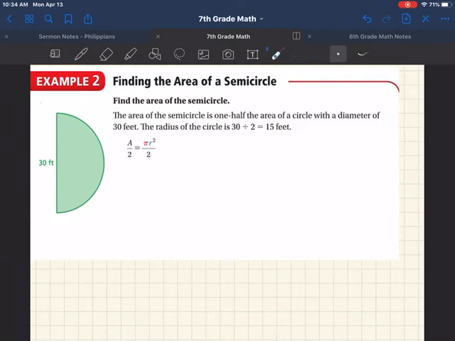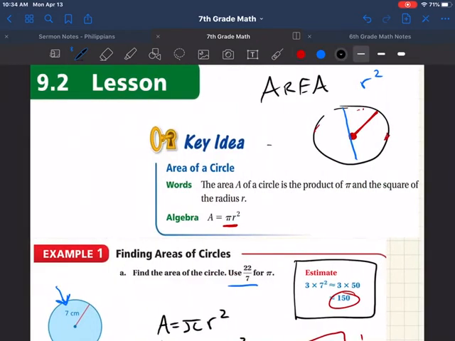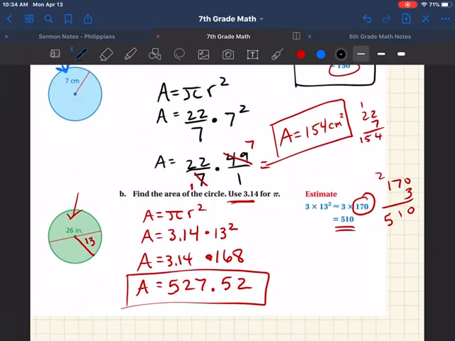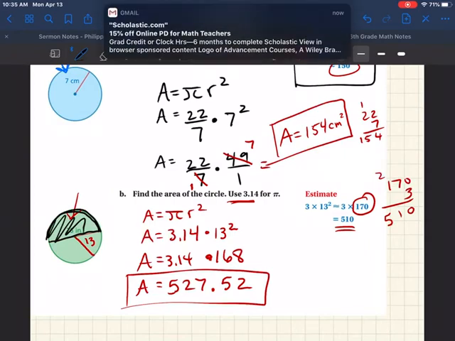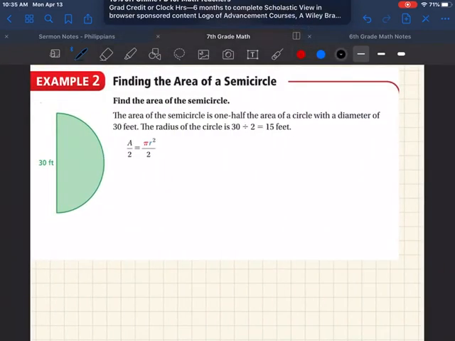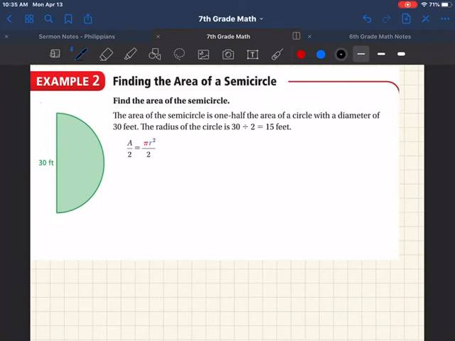This is the same as the other one. If you'll notice, the only difference is it's just area equals pi r squared and then divide by 2. All right, this is no more difficult. You just take your answer and divide by 2. So if I just wanted to know what this semicircle area was, then it would just be 527.52 divided by 2. Okay, that's all a semicircle is. It's not rocket science. It's just divided by 2 because it's half of the circle.